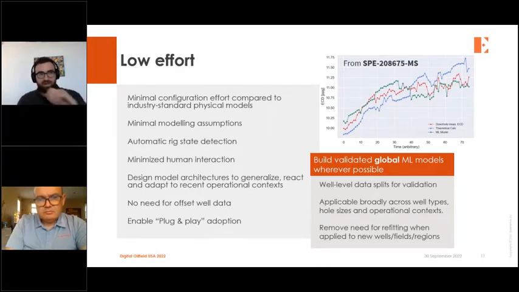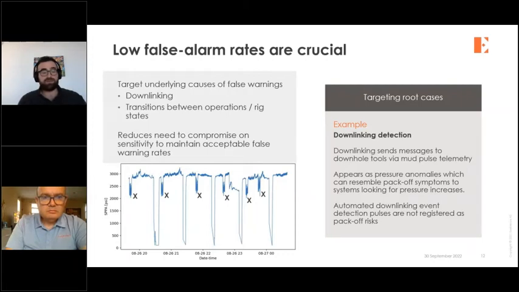And you'll see how thinking about this helps us with performing well on new operations when we go through some blind test results in our case study section a little bit later in the webinar. All right, so what does generalized models mean? It means you don't have to use any offset well data for pre-training for an operation. You can get going straight away.